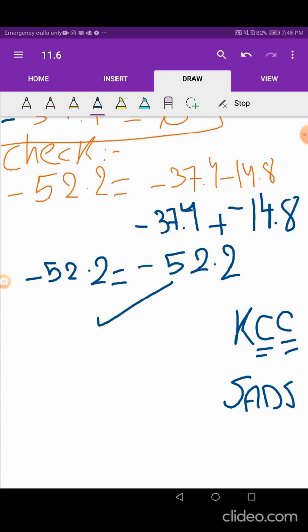Another way you can do it, you can say this is a negative number minus a number. So you can consider this a negative and a negative. Same signs, so directly add them. 37.4 plus 14.8, which is 52.2.